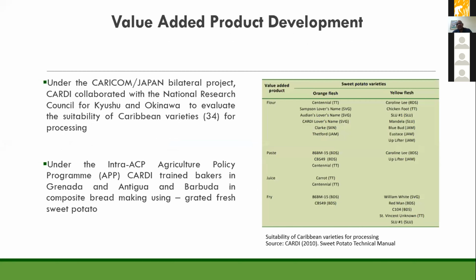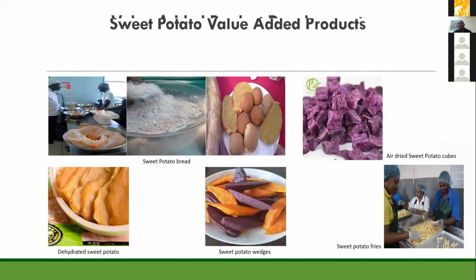Value-added product development is an area where we spent a lot of time, and with support from the CARICOM Japan project, the EU-funded project, and in collaboration with FAO, we've identified what the most common varieties used in the region are best for. There's a list here which shows what is best for flour, paste, juice, and fries. These are some of the value-added products that we can make from sweet potato.